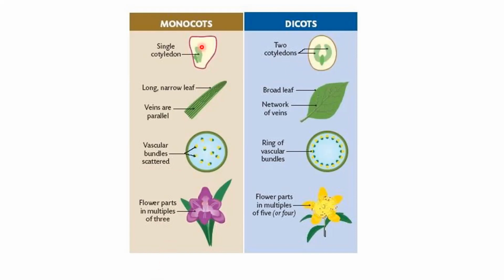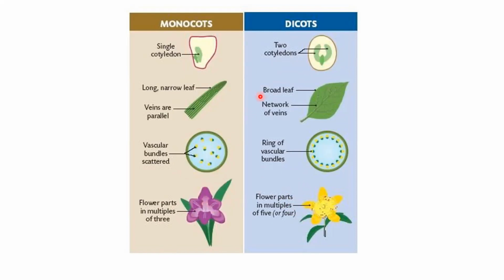For example, monocots have their flowers in multiples of 3. They can be 3, 6, 9, but they can never be 5. They can never be 2. So it has to be in multiples of 3. However, dicots have multiples of 4s or 5s. So one thing to remember is that monocots and dicots are different in this way in the flowering petals.